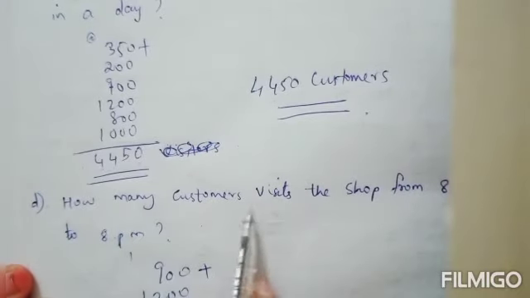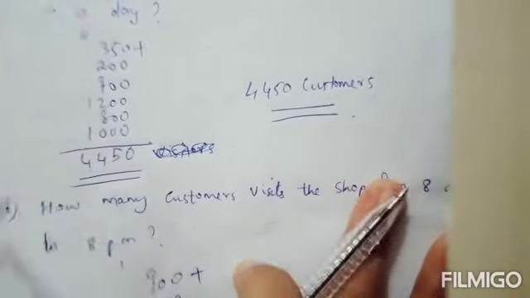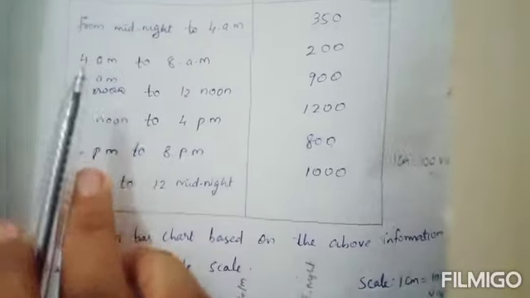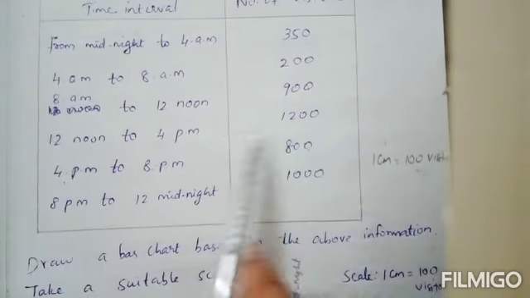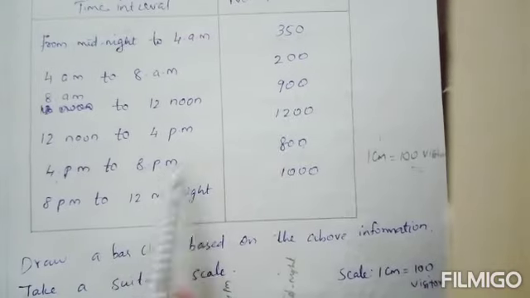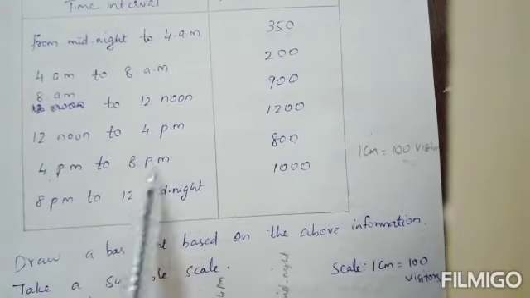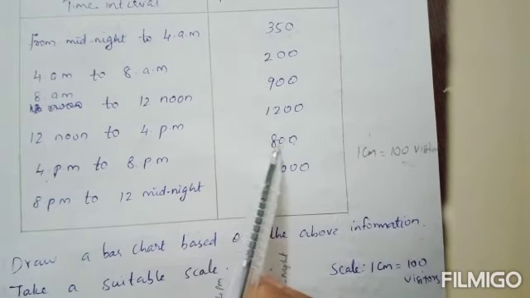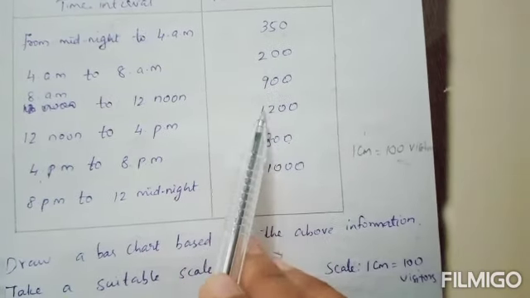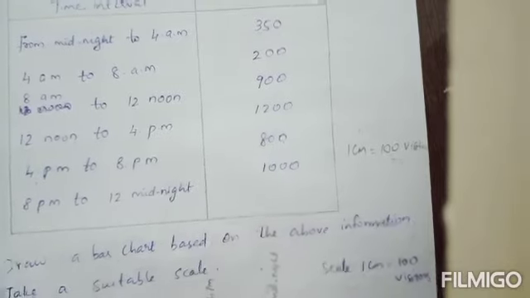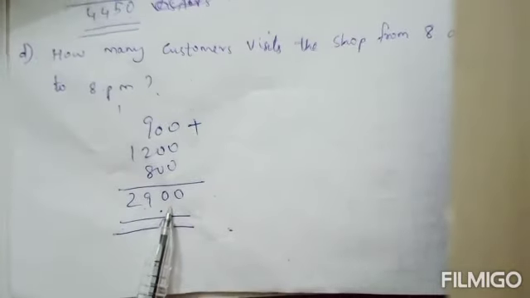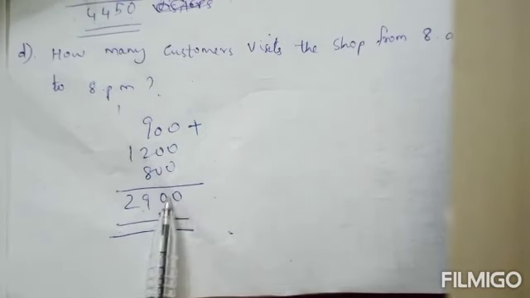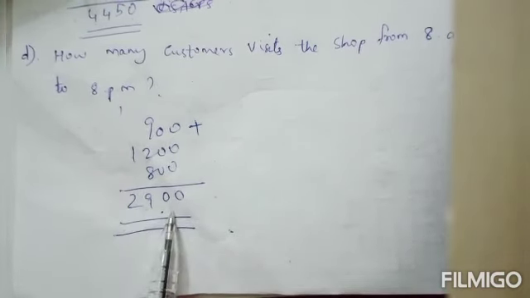Next, how many customers visit the shop from 8 a.m. to 8 p.m.? You can start from 8 a.m. 8 a.m. to 12 noon is 900, 12 noon to 4 p.m. is 1200, 4 p.m. to 8 p.m. is 800. So in order to get the number of visitors from 8 a.m. to 8 p.m., you can add 900 plus 1200 plus 800. You will get 2900. So the number of customers who visit the shop from 8 a.m. to 8 p.m. is 2900.